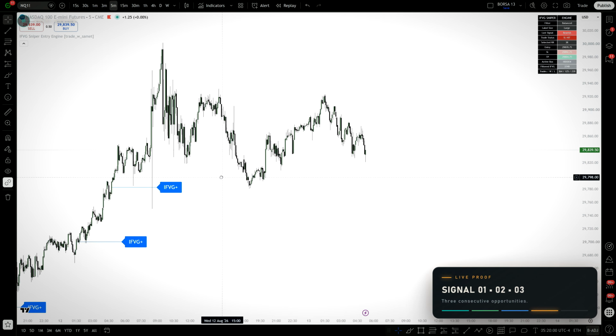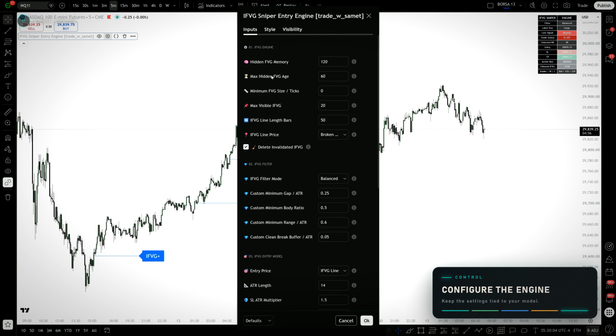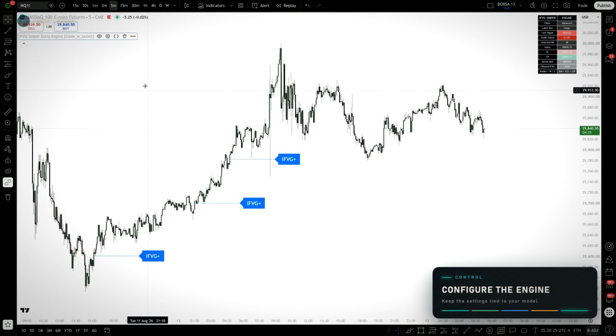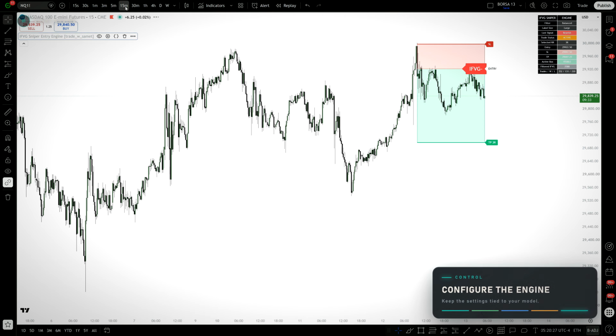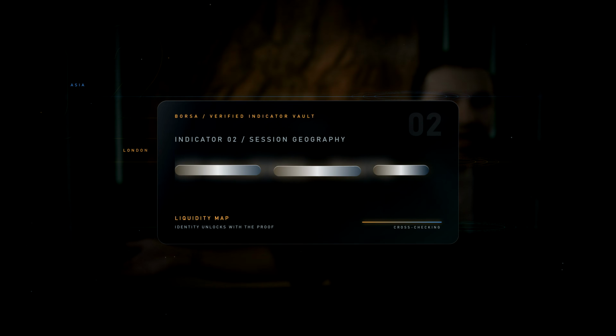All of them are IFG plus and you can basically come and change every setting you have here. My point is, this indicator is great and it's showing you take profit levels, stop loss, everything you need, okay? You don't have to pay. It's free. Come on, guys.